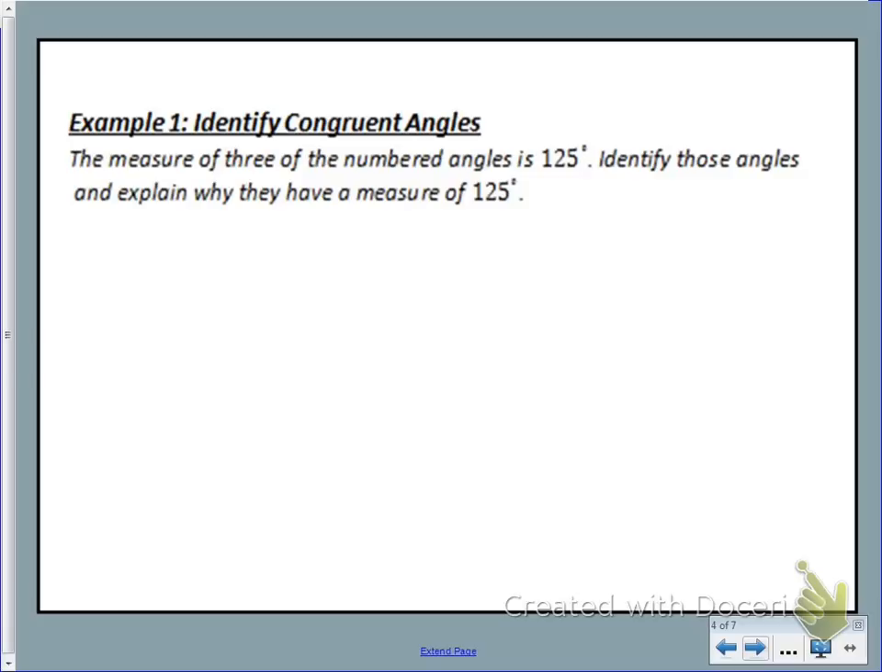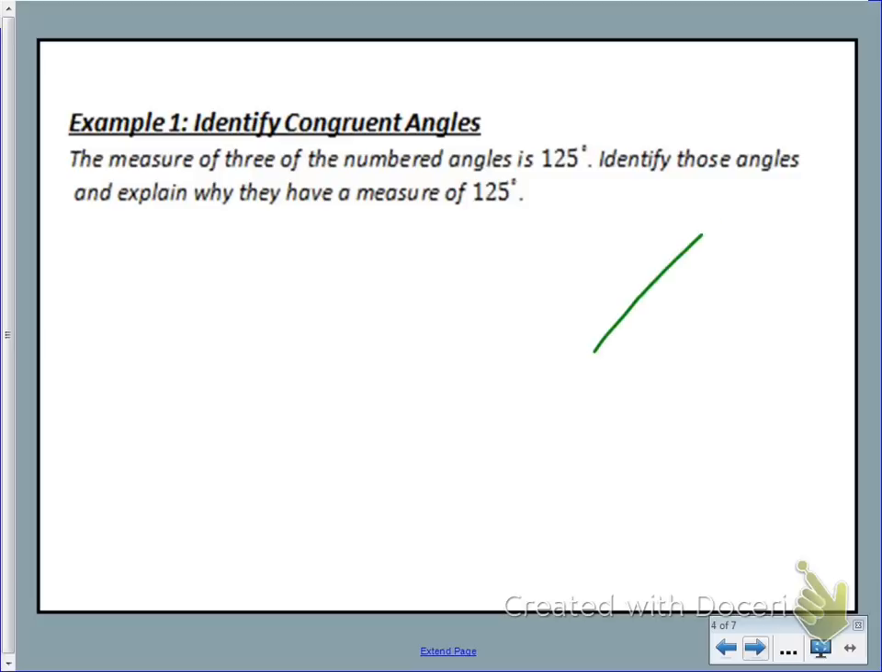All right, let's take a look at an example. Example 1 says to identify congruent angles. The measure of three of the numbered angles is 125 degrees. Identify those angles and explain why they have a measure of 125 degrees.